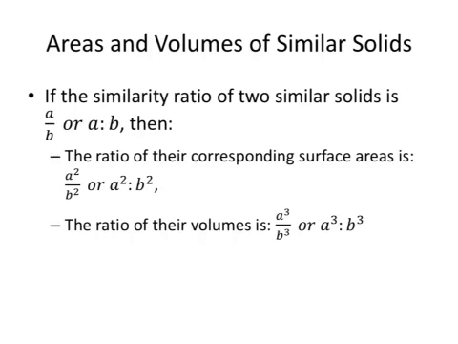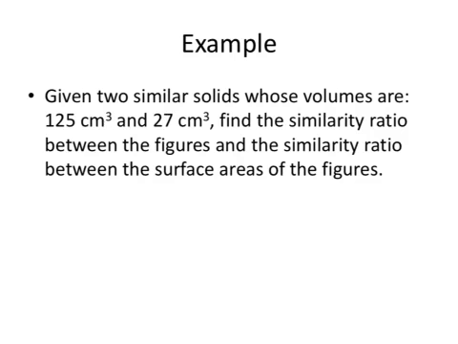Okay? And the way to remember this is that if we're talking area, our dimensions are something squared. If we're talking volume, our dimensions are something cubed. And so that's how to remember the similarity ratio differences between surface area and volume. So here we have an example. Given two similar solids whose volumes are 125 centimeters cubed and 27 centimeters cubed, find the similarity ratio between the figures, and then find the similarity ratio between the surface areas of the figures.